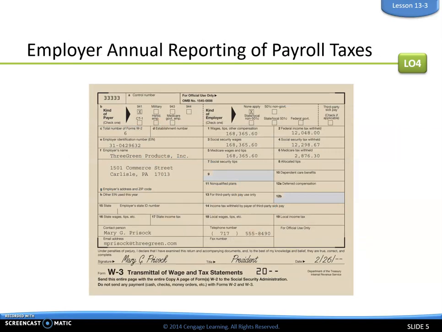This is an employer annual reporting of payroll taxes. And so here we are showing that, again, this is information about the employer. This is showing total wages that we use to calculate our taxes. And then here are the total taxes that we withheld.